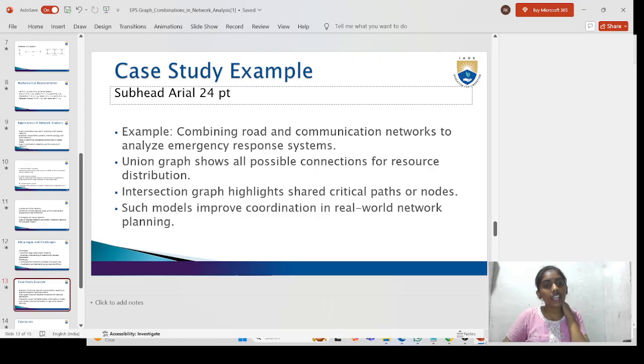Now, let us look at a case study example. There is an example of combining road and communication networks to analyze an emergency response system. The union graph shows all possible connections for resource distribution. The intersection graph highlights shared critical paths or nodes. Such models improve coordination in real world network planning. This is the case study example we took.